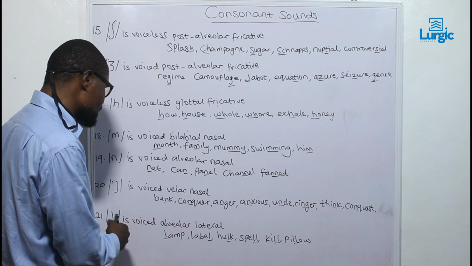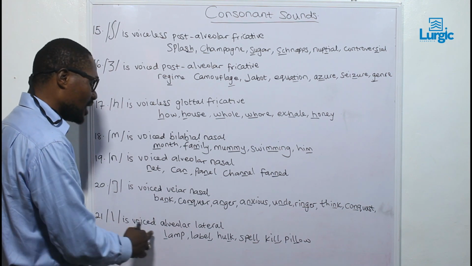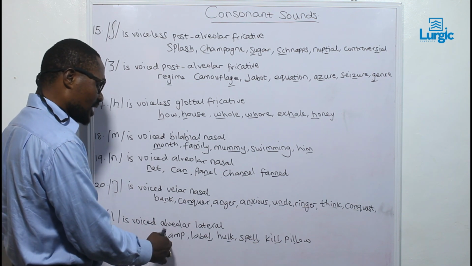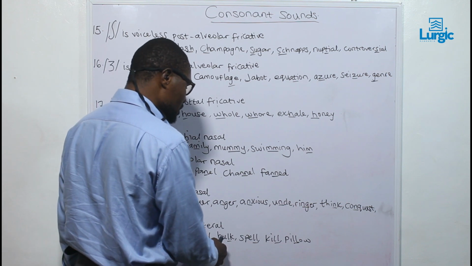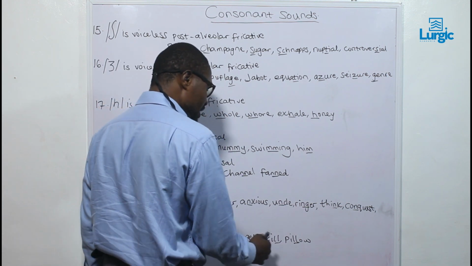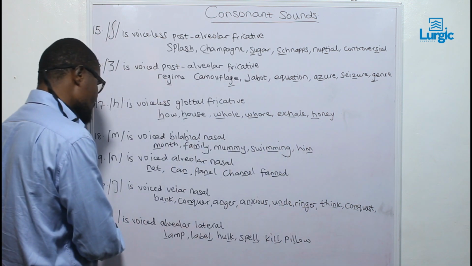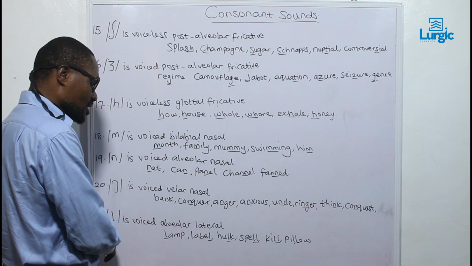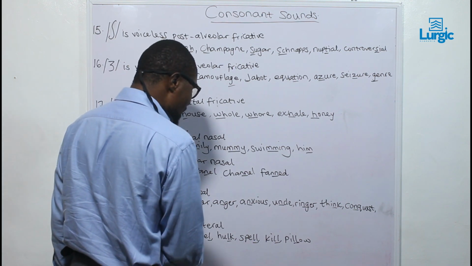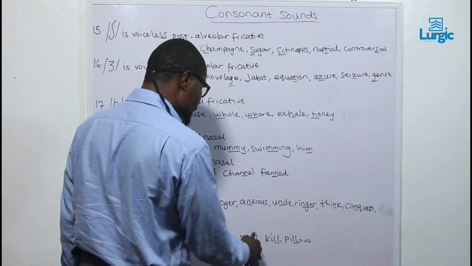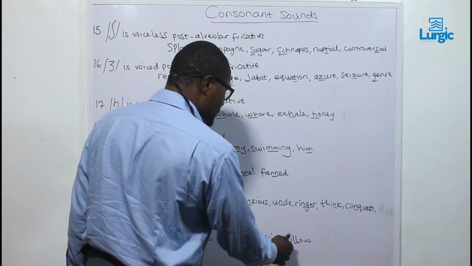So the next one we have is a lateral. So we have lamp, label, arc, spell, kill, pillow. So this is a lateral again. I'll take it as lamp, label, arc, spell, kill, pillow.